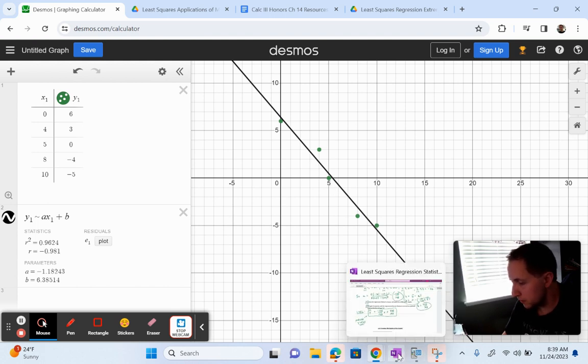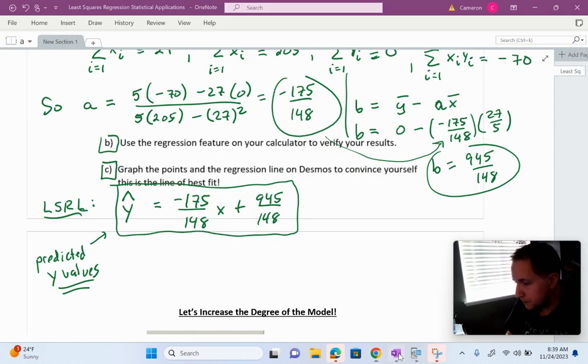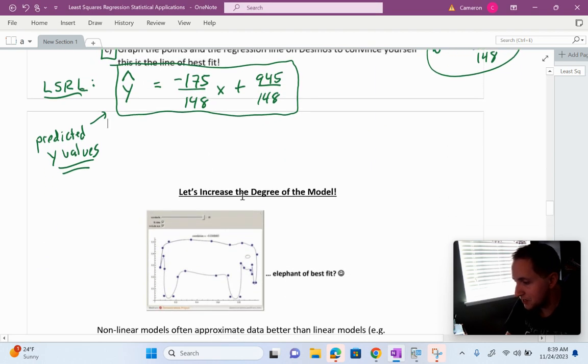All right, so here's where the more independent part of the lab comes in. What you're going to do is repeat this process, but you're going to increase the degree of the model. You're going to find an elephant of best fit.